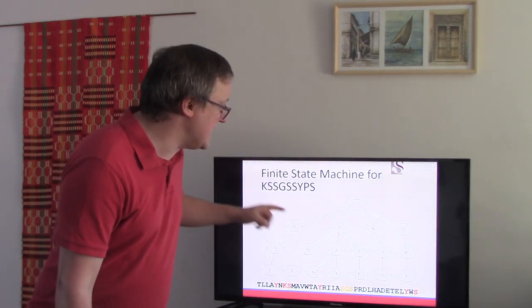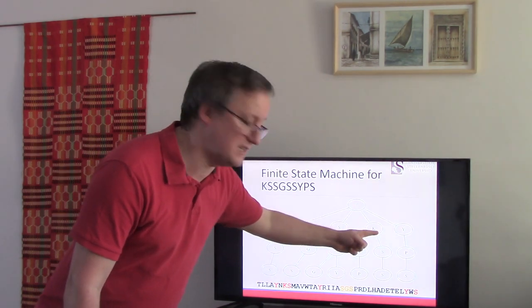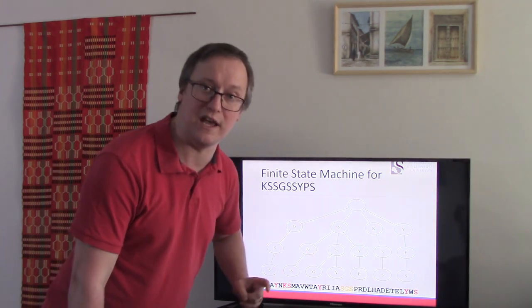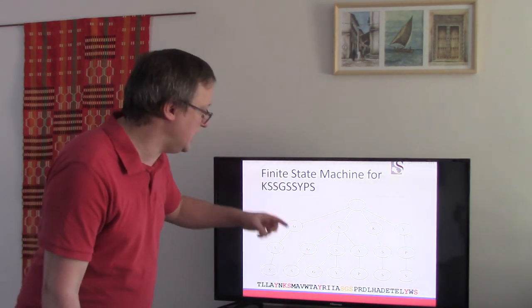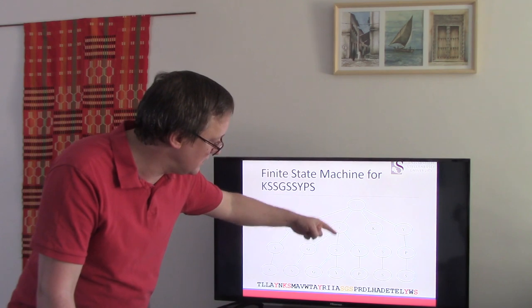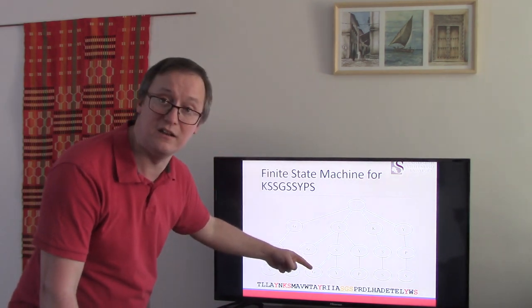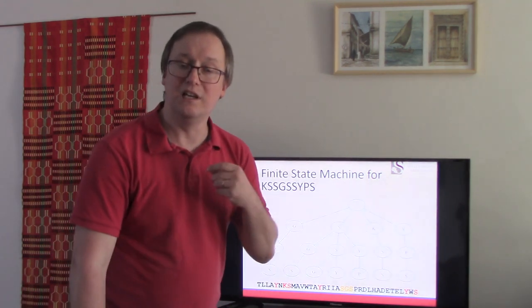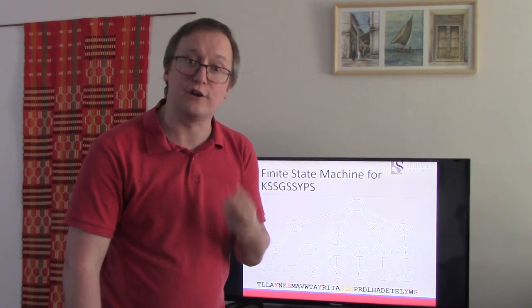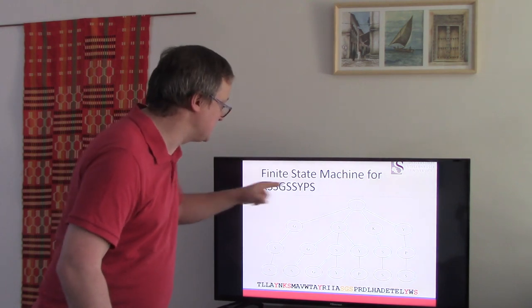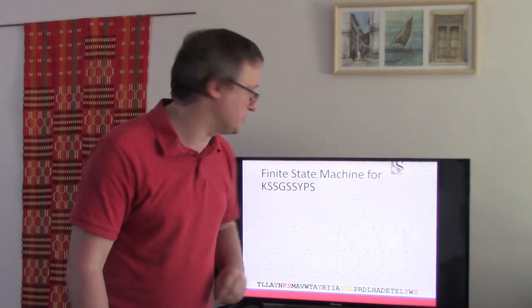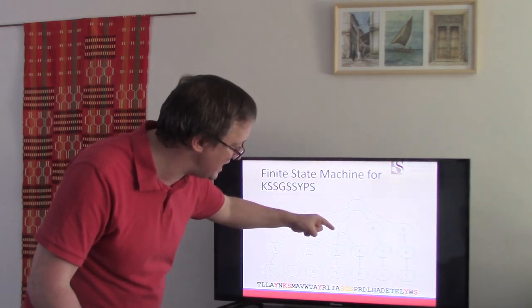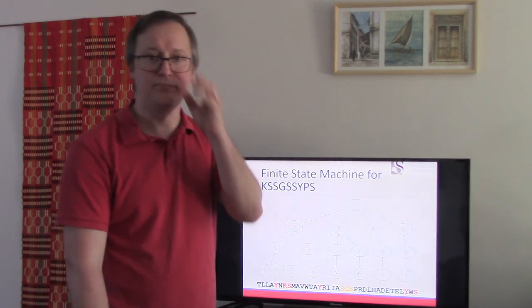We see that KSS is represented by a descent to the K here, to an S after that, and to an S after that. SSG is represented here. You see that? So every traversal from the top of this tree to the bottom is another three-letter combination that we find when we disintegrate this into three-letter strips. So SYP, for example, the next to last one, is represented by S to Y to P.